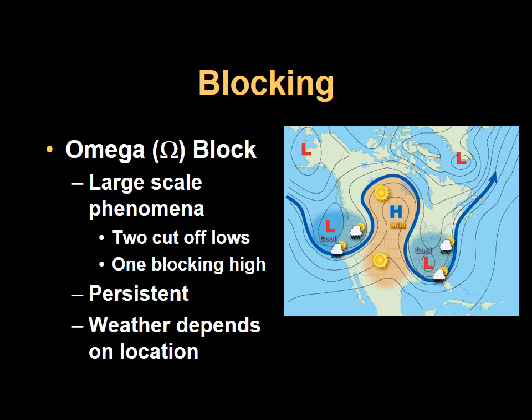Another blocking pattern is the omega block, and they call it the omega block because it looks like the Greek symbol omega, or the Greek letter omega. This, once again, also is a large-scale phenomenon, planetary scale phenomenon, where you have 2 cutoff lows and 1 blocking high. It may not necessarily be a cutoff high. It might be just a high amplitude ridge. These are very persistent, and the type of weather that you get depends upon whether you're under the lows or under the high.